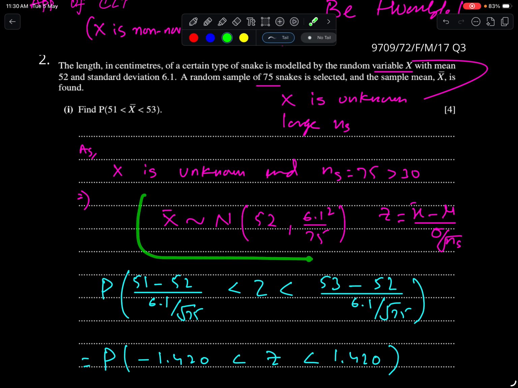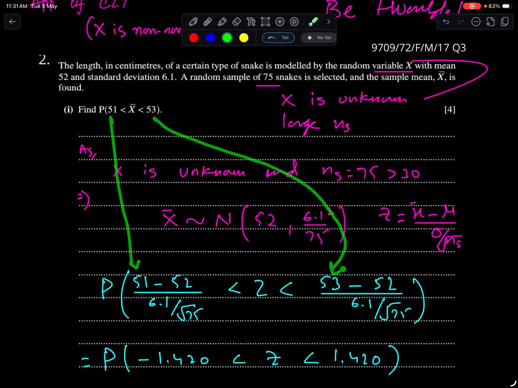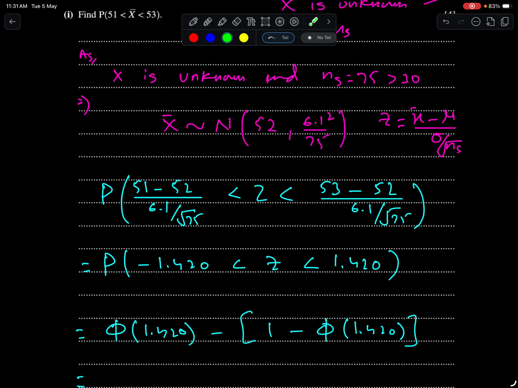This is given, X bar is approximately normal according to CLT. This is the mean, this is the variance: 6.1 is the standard deviation, square it and divide by n. This is the formula of Z. Now replace X bar by Z. This 51 is here, 53 is here, the mean is here, and the square root of this is here. Now do it in the routine way as we used to do in S1. This is 5, this is 1 minus 5.